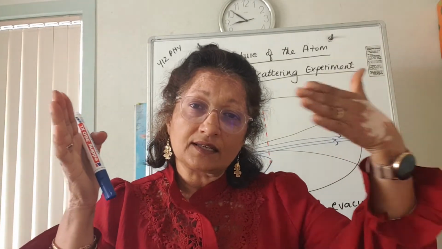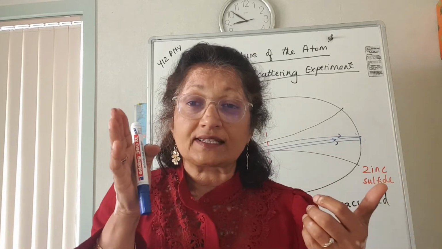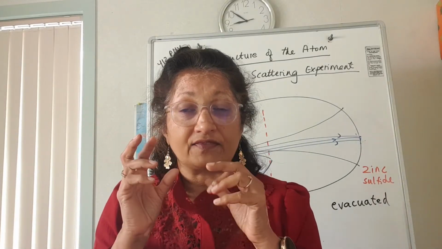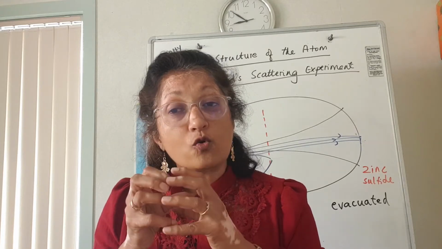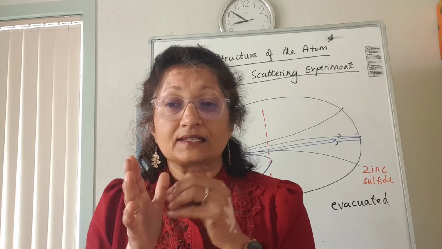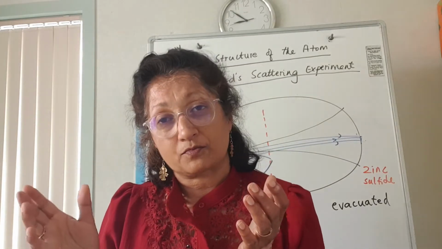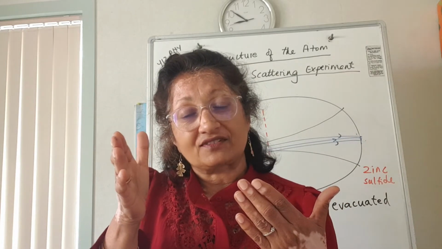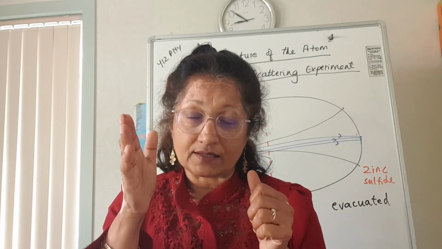Now, if something hits something and it bounces back, without the gold foil itself budging, there are 2 things that happen. So the mass of the gold atom is really, really very large. It's concentrated in the nucleus. So most of the mass of the atom is concentrated in the nucleus. It's much more massive than the alpha particle itself. The nucleus of the gold atom is much more massive than the mass of an alpha particle, and because of that, it did not budge.